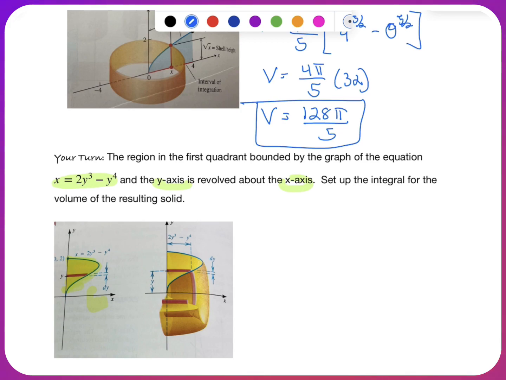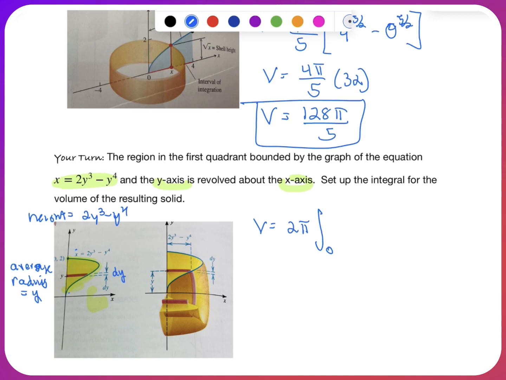And because we want to do the shell method here, we need to find our average radius. In this case, our average radius is simply y. Our thickness, our width, is dy. And then our height is how long our equation, our representative rectangle, is. And so that's the equation. So volume is equal to 2 pi, the integral.